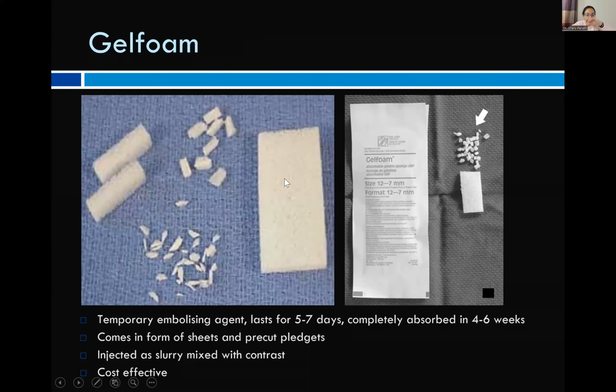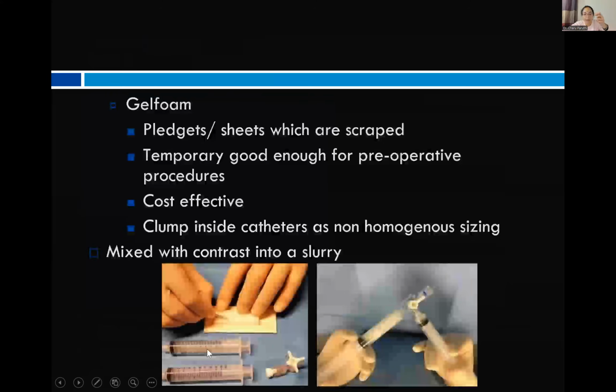And how do you use them? You take a blade, and with the help of the blade, it is scraped and small particles are formed. Now, these particles are then mixed with saline and contrast, and a slurry is formed, and this is injected for embolization. The use of these particulate agents and especially gel foam is in preoperative embolization of tumor vessels. Here we can afford to have a temporary agent because anyways the patient is going to get operated in a day or two. So then temporary agents can be used.